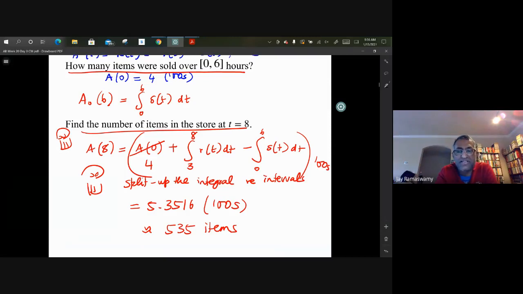So what you learned with this problem is splitting the interval if the intervals don't match up. Okay, Miss Chawla was alert. She said, hey, wait a second, the intervals are different. So I can't use one integral, I'll use 2 integrals. One for the in, one for the out.